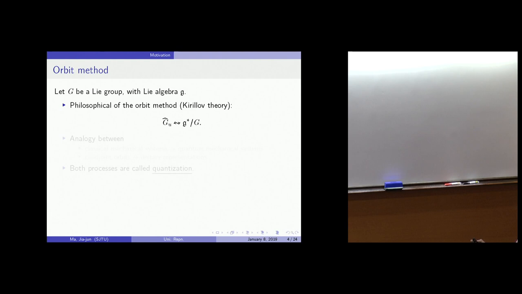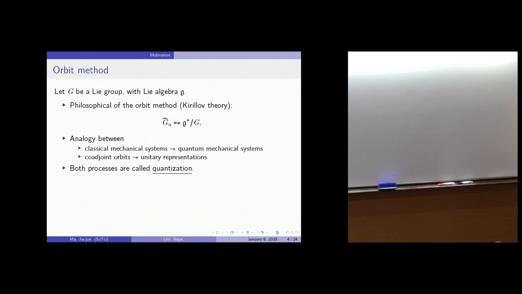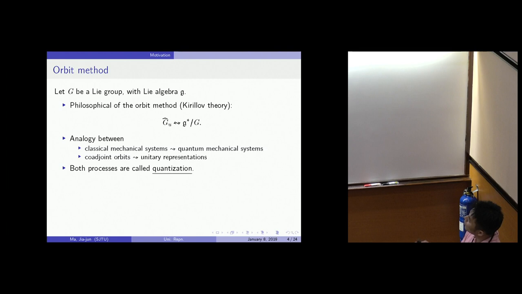The idea is whether the construction is called quantization. Basically, a coadjoint orbit corresponds to a classical mechanical system, and the unitary representations correspond to a quantum mechanical system. The procedure is like quantizing the ring of regular functions on the orbit to get a representation. This is another branch of construction or study, not quite related to Arthur's consideration.